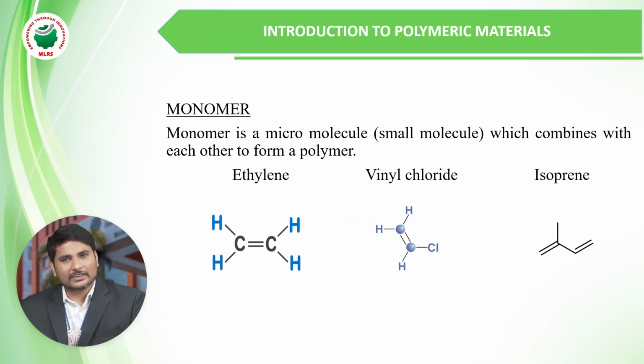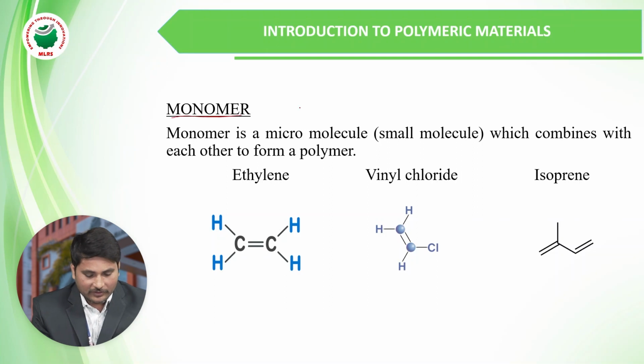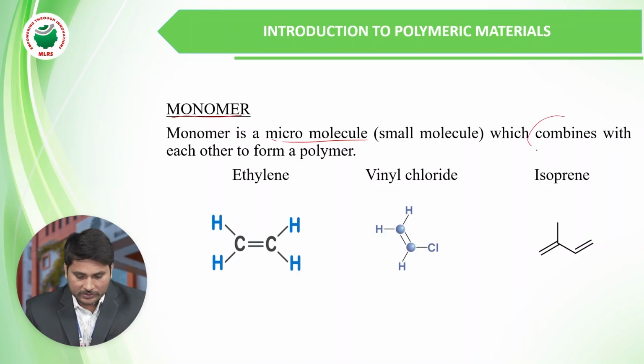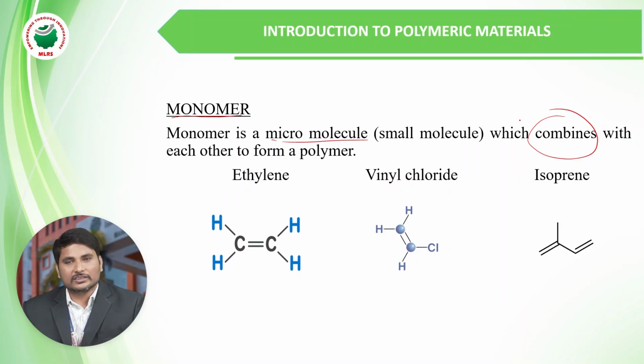Polymers are made of monomers, and monomers are micromolecules. These micromolecules combine with each other and we get a polymer. For example, ethylene, vinyl chloride, or propene are some of the monomers we see.